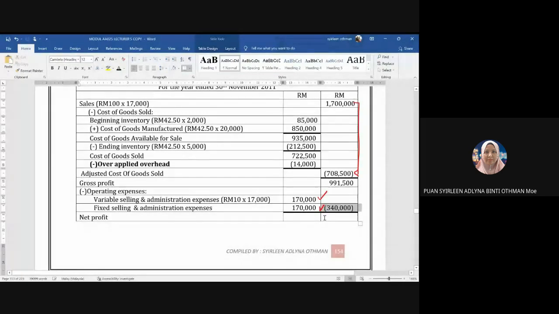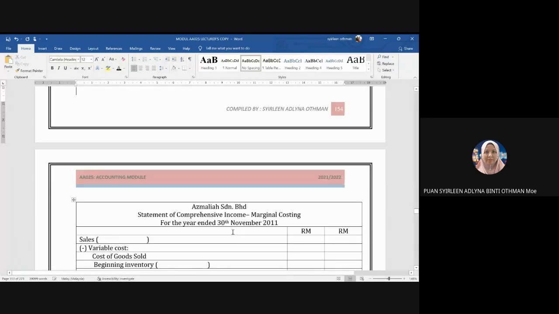Okay, so I will get a net profit of 651,500 ringgit. This is for absorption costing using normal costing system. Madam mentioned it so many times, one. Still don't understand. Okay. Alright. Then we go to absorption.